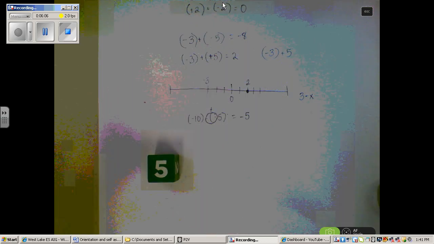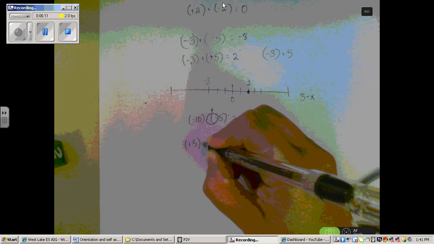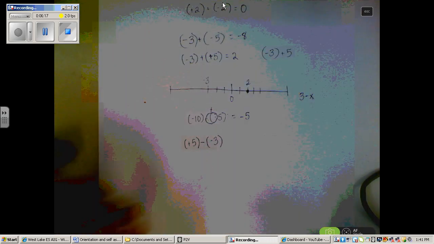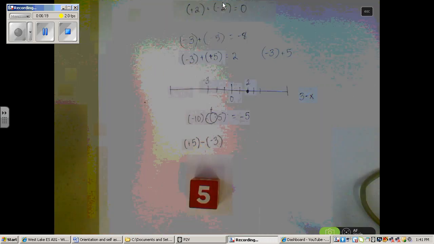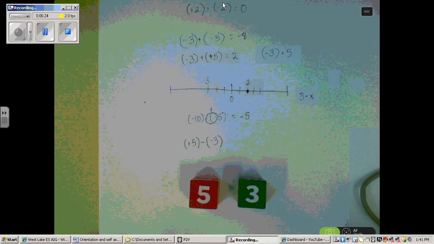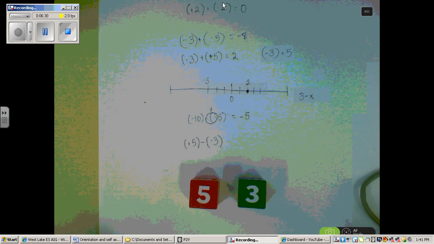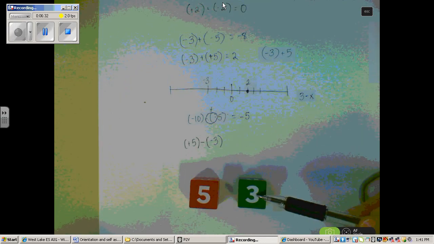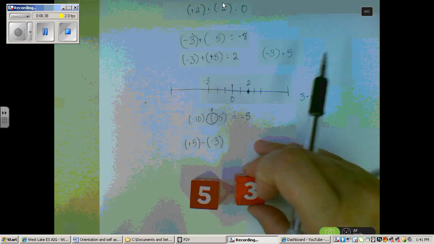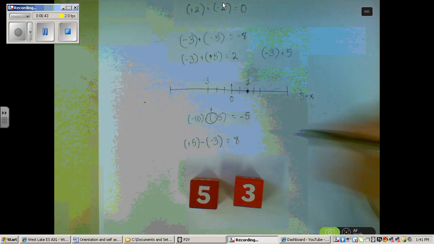Let's try positive 5 minus a negative 3. Think about what you need to do. You've got to take away this negative 3. The only way to take it away is to add its opposite, 3. So you end up with 8.